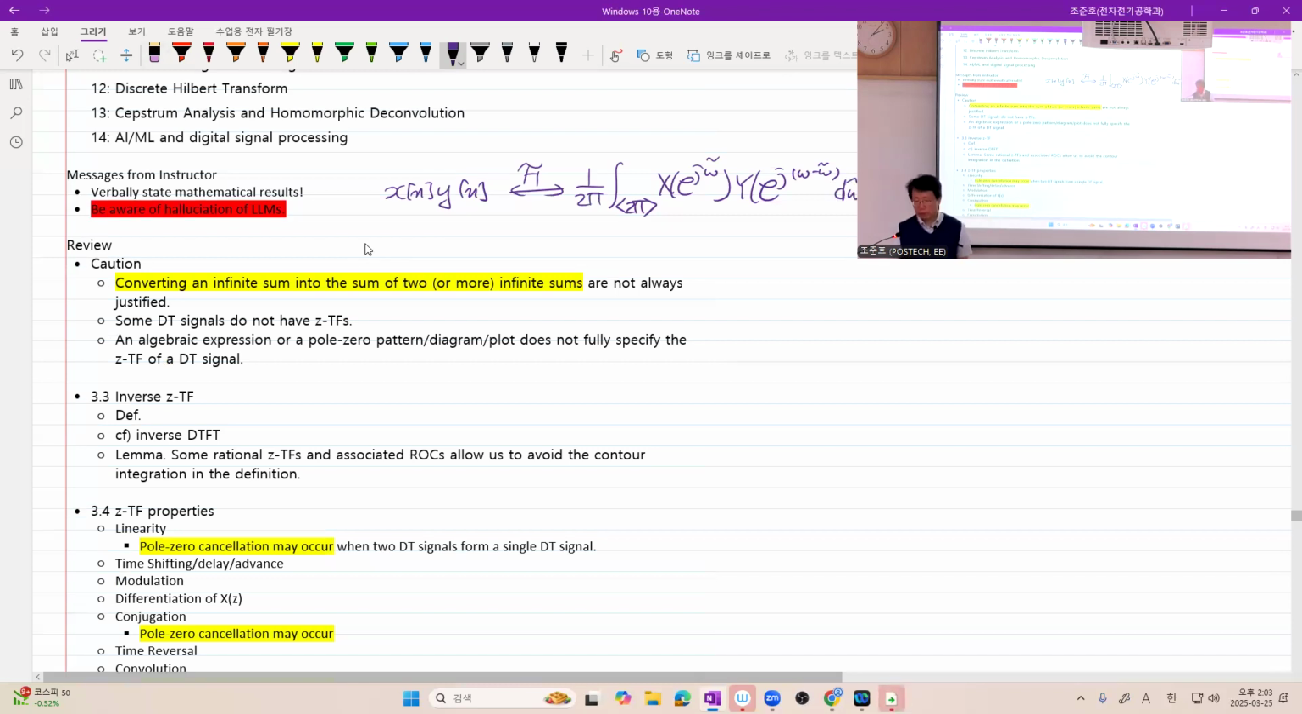Am I right? Oh, something's wrong. Yeah, just a second. Yeah, I believe this is correct. Something like this. So, like multiplication in time domain becomes circular convolution in the frequency domain, something like that. That is the verbal expression of a mathematical theorem or definition.